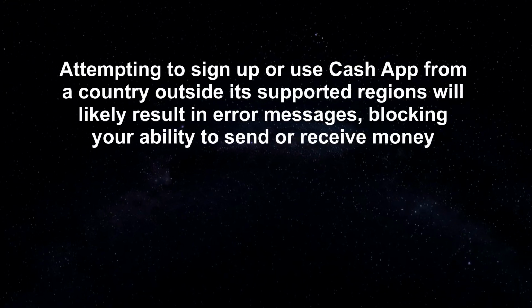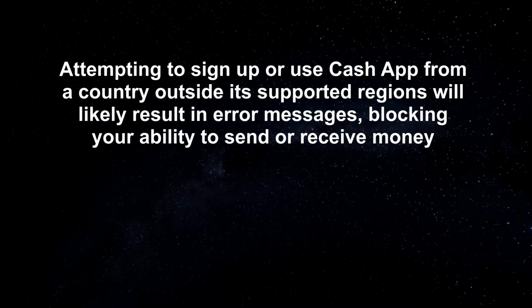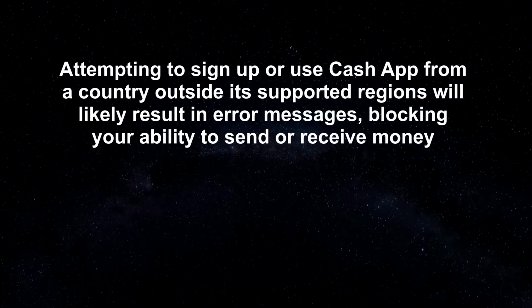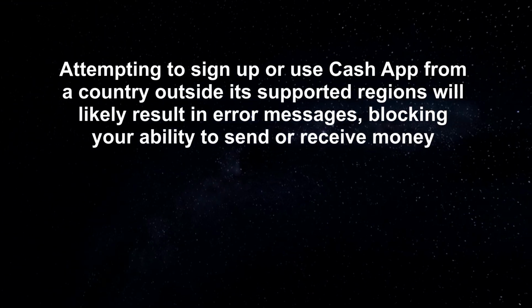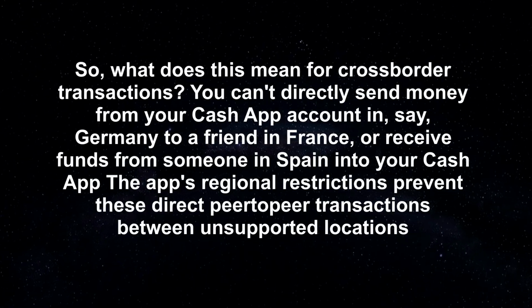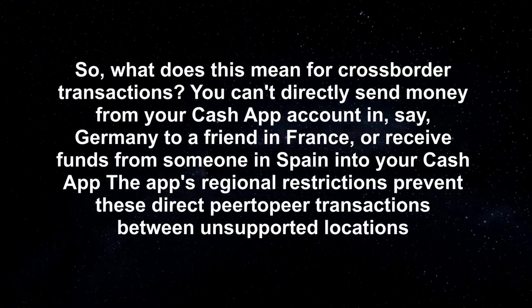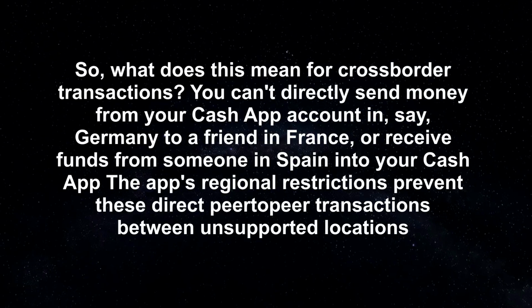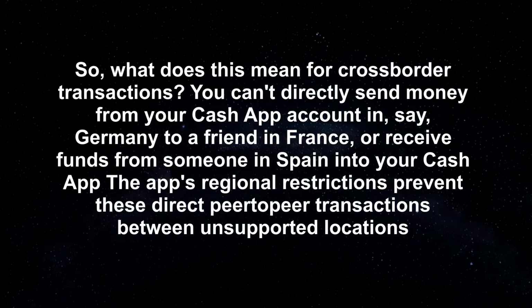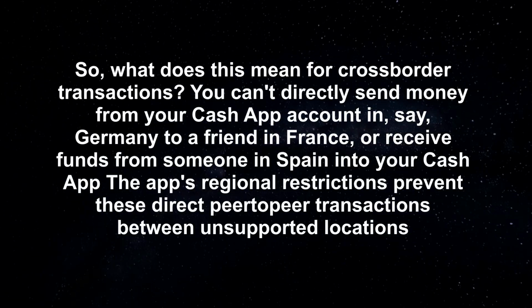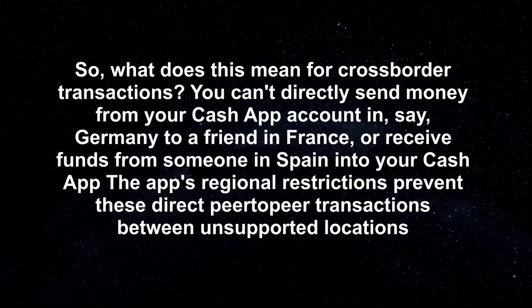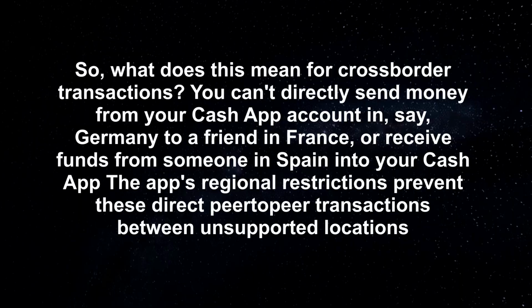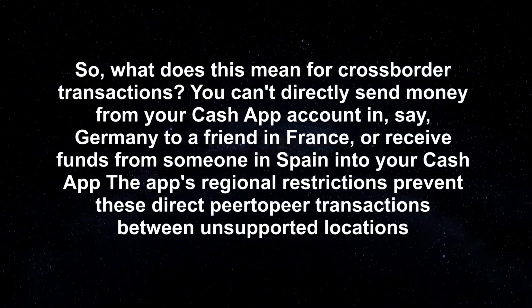Attempting to sign up or use Cash App from a country outside its supported regions will likely result in error messages, blocking your ability to send or receive money. So, what does this mean for cross-border transactions? You can't directly send money from your Cash App account in, say, Germany to a friend in France, or receive funds from someone in Spain into your Cash App. The app's regional restrictions prevent these direct peer-to-peer transactions between unsupported locations.